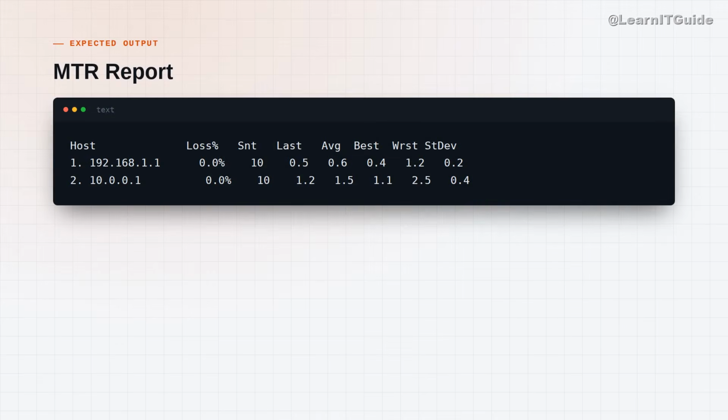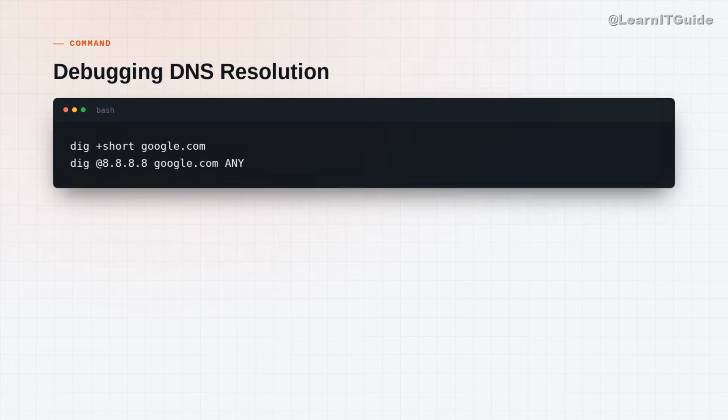The report shows you the latency at every single hop. If the loss percentage jumps at hop 2, you know exactly where the bottleneck is. This is the difference between guessing which ISP or cloud provider is failing and having the hard data to prove it.